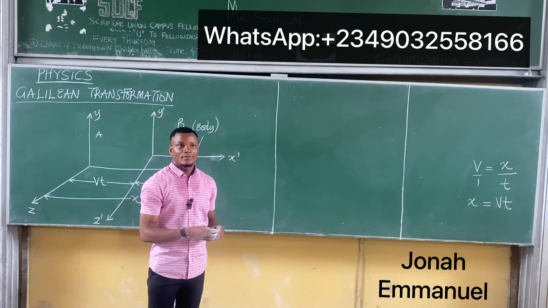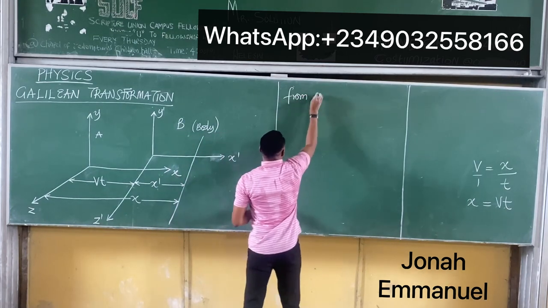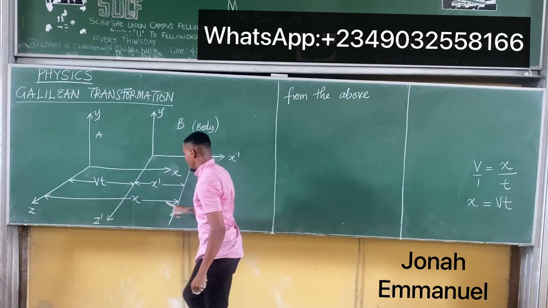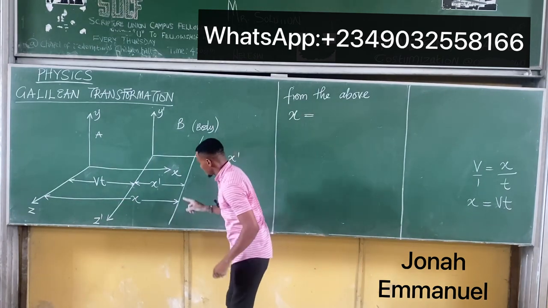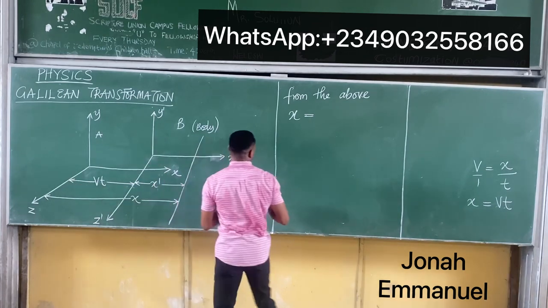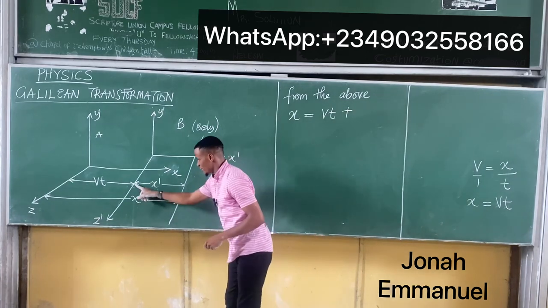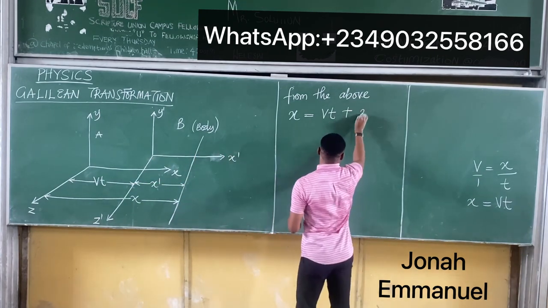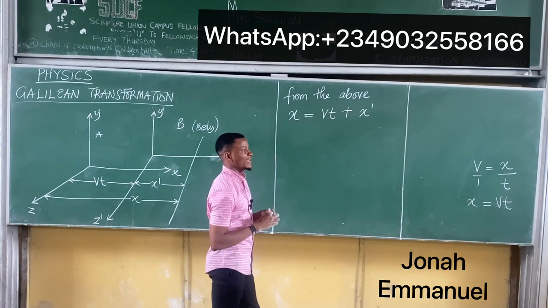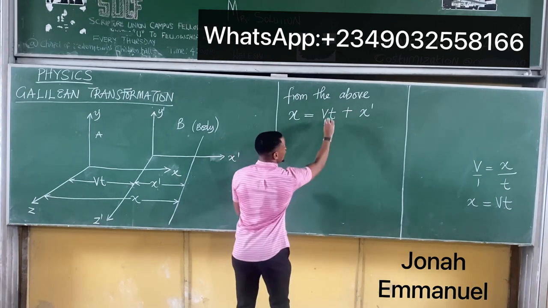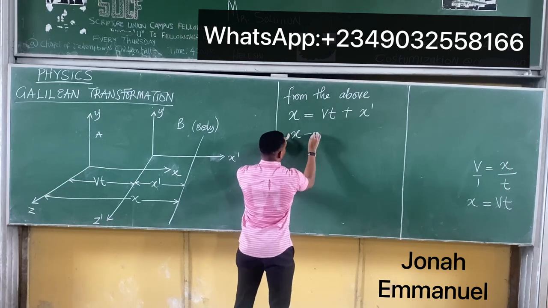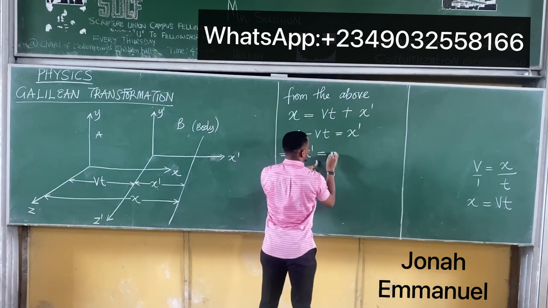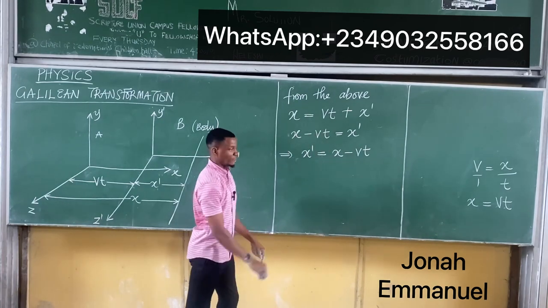Look up, please. From the above, you can see that the distance from here to here, that's X, is equal to the distance from here to here, or perhaps the distance from here to here, that's VT, plus the distance from here to here. So all of this is equal to this one here plus this one here, which becomes VT plus X prime. Let's make X prime the subject of the formula. The task will be simple. Move VT over here. So I'll have that X minus VT is equal to X prime. In other words, X prime is equal to X minus VT. This is your first equation.